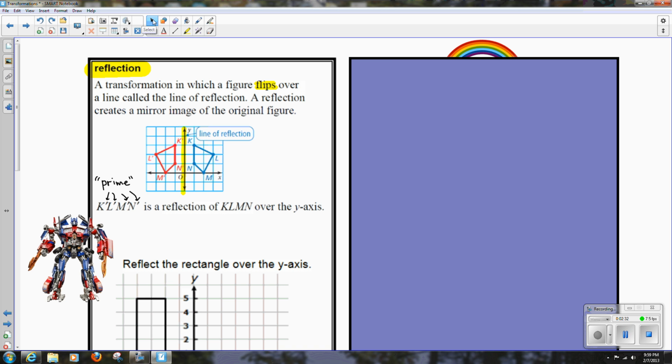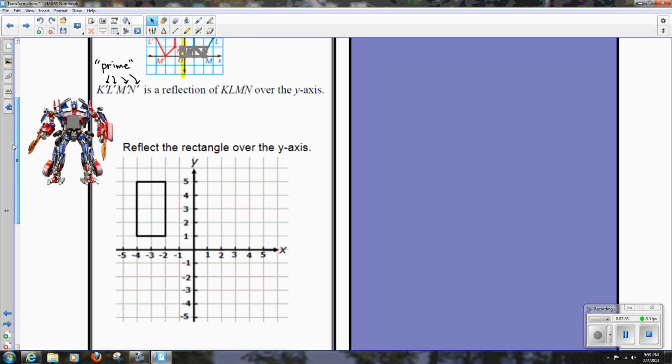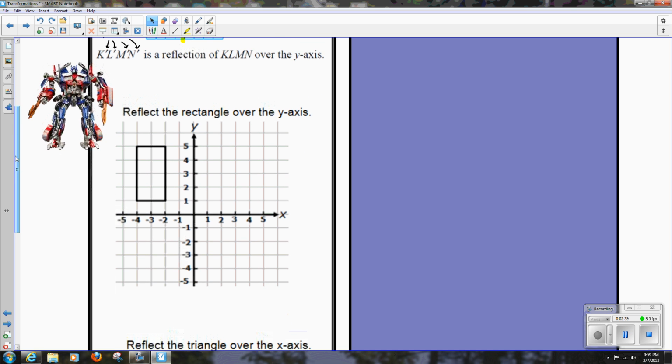All right, so let's take a look at the first example here. In this example, they're asking us to reflect the rectangle over the y-axis. So that means that for this question, the y-axis, if I can draw a straight line here. Oh, that was nice, like how it straightened it back up for me. The y-axis is going to be our line of reflection for this example. And that could change. Okay.